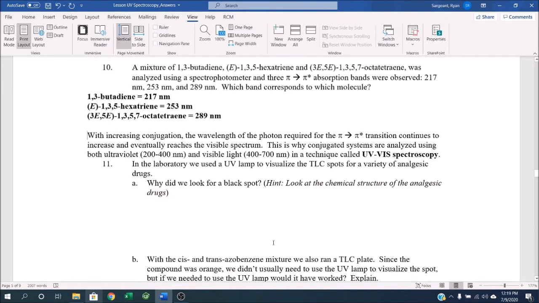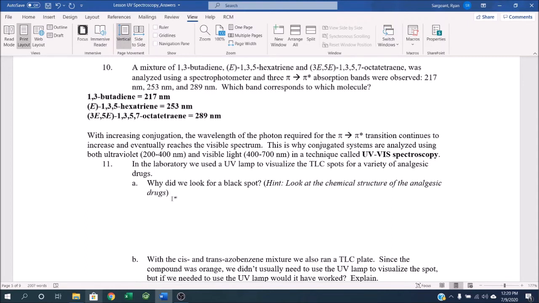So again, the more you conjugate your system, the longer the conjugated system tends to be, the longer that wavelength is going to be. Now, you may not have taken the laboratory in the semester that you're listening to this video, but in the laboratory, we actually use an ultraviolet lamp to visualize spots of compounds. You have these unknown compounds and you shine a light on them. And when the compounds are on the substance that we're shining the light on, we see a black spot.